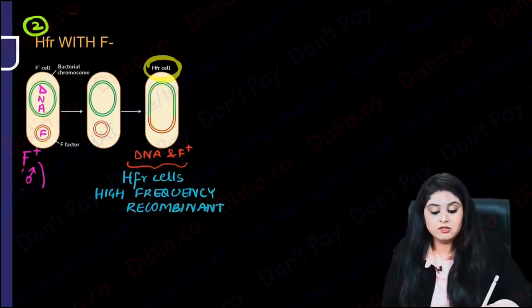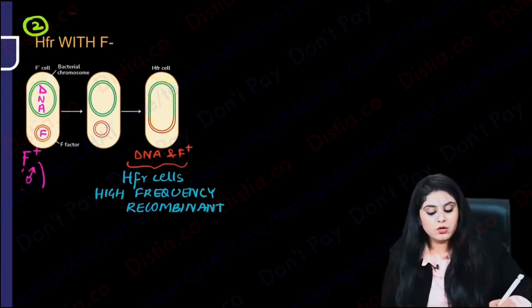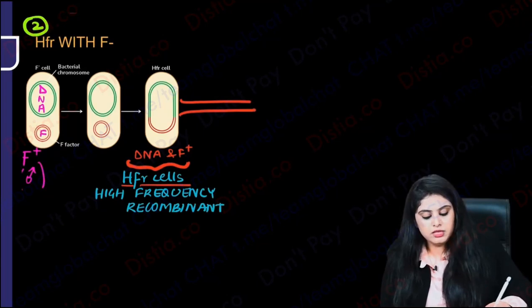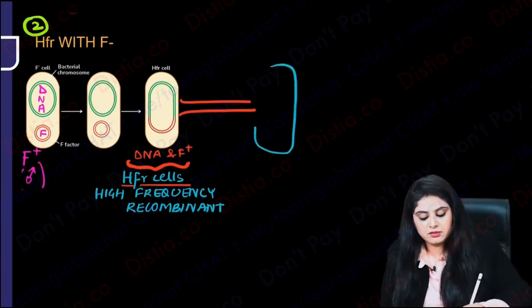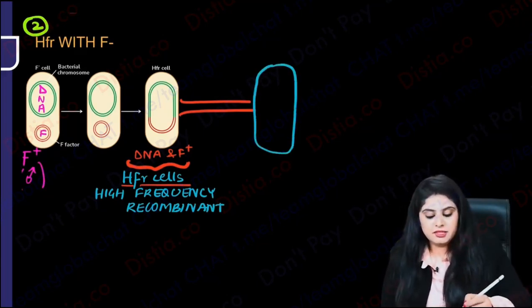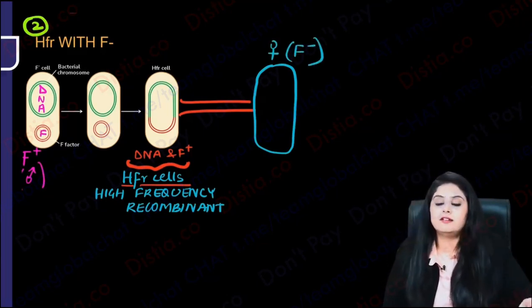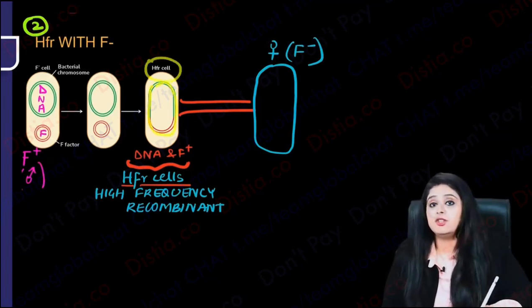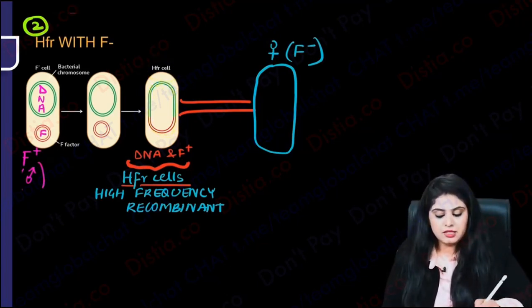So now imagine this relationship person whom you are calling the DNA and HFR wala cell is now going to make a conjugation tube with a female. Now tell me guys, who is a female? You will say a female is, ma'am, someone who doesn't have the F plasmid. Poor one doesn't have the F plasmid. So you will say, wait, I don't have the F plasmid here. I have HFR this time. So now what will happen?